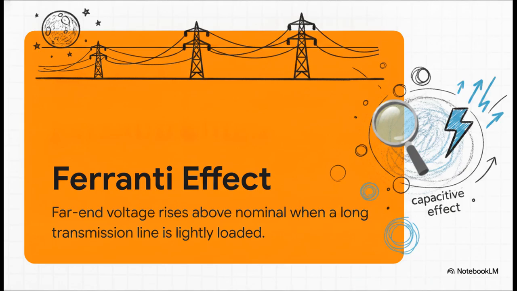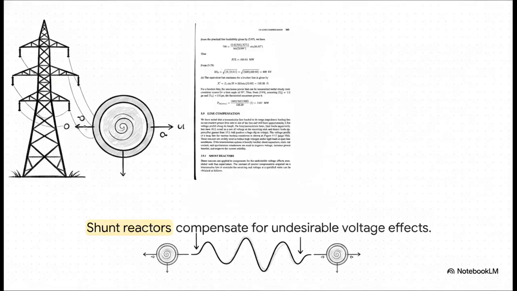Picture a 300-kilometer line at 3 a.m. The entire city is asleep, and power demand completely drops off. When a long transmission line is lightly loaded, well below its SIL, that capacitive effect we talked about earlier completely dominates. The far-end voltage climbs dangerously high, creating a surge phenomenon known as the Ferranti effect. To combat the Ferranti effect, grid operators obviously can't go out and change the physical geometry of the line at midnight. Instead, they use a brute force solution.